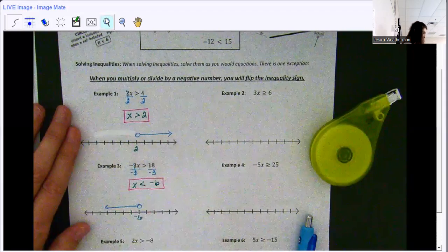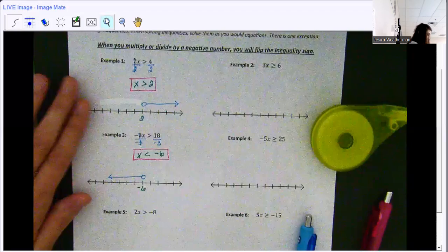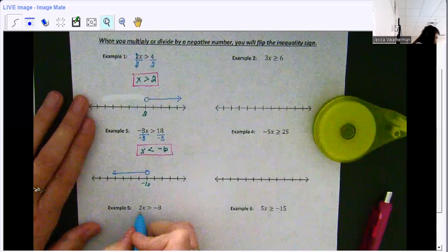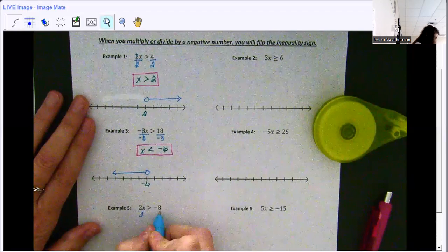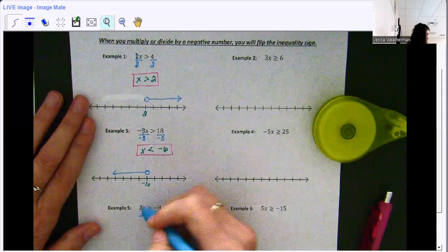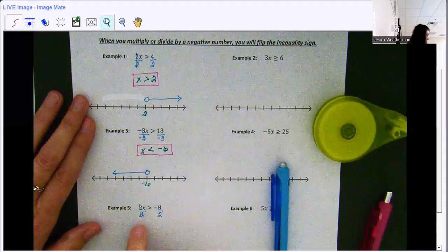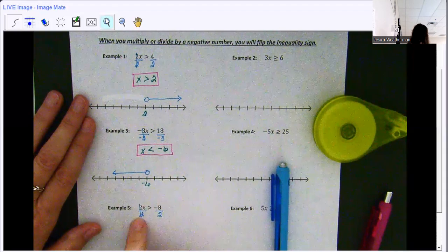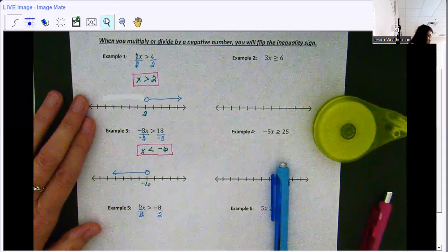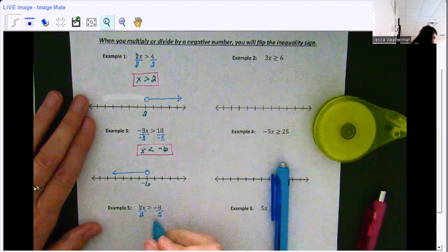All right, let's do this last one. I put this on here because students tend to make a mistake here when they're dividing. The only time you flip the sign is if your denominator is a negative. Just because this one is a negative does not mean that you flip the sign.